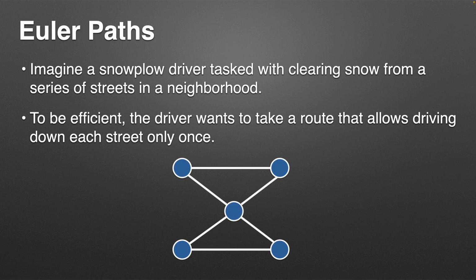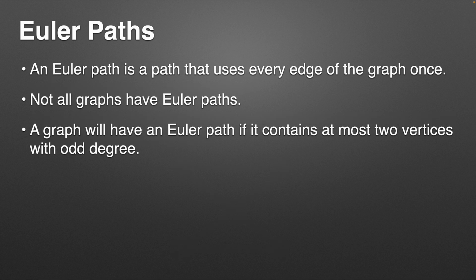So we're going to talk about Euler paths first. You can imagine a lot of examples here, but in this case we have a snowplow driver. Imagine that the edges are streets and the nodes are just intersections, right? The goal is that the driver wants to drive on all of the streets, but only wants to go down each street once. So they want to cover all of these edges, but only visit them once. And the path that lets you do that is called an Euler path.